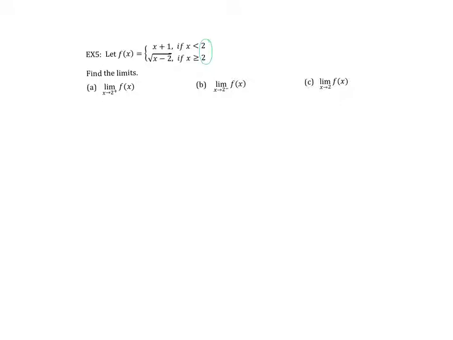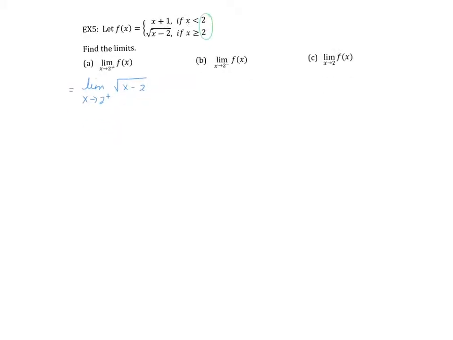So if I come in from the right and I want to look at the limit as x approaches 2 from the right of f of x, since I'm dealing with a piecewise function, I have to specifically say what piece of the graph I'm using. So I can't just put f of x in there. So if I'm coming from the right, I'm looking at x values that are greater than 2. So I would use the square root of x minus 2.